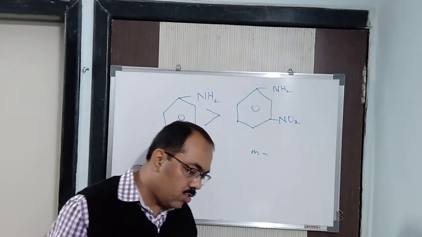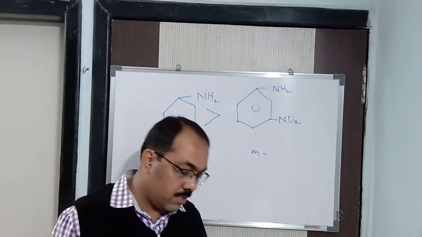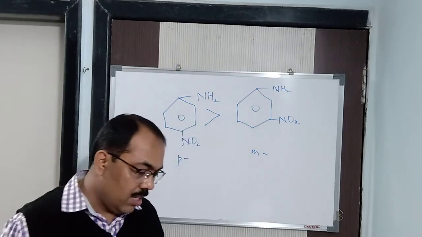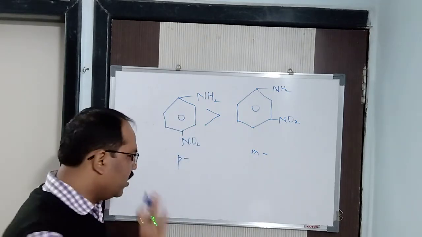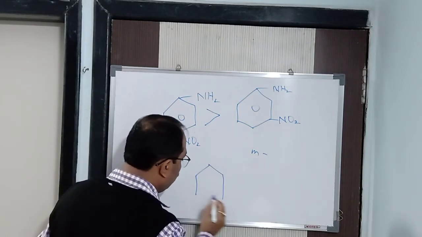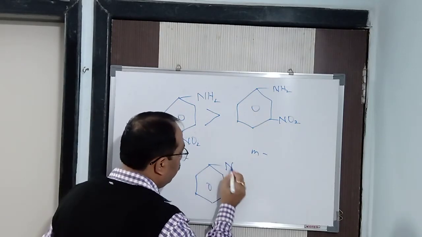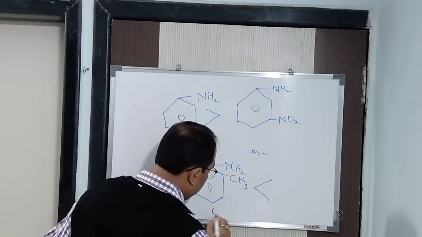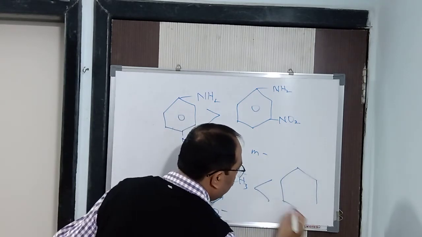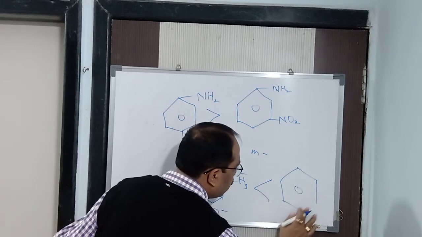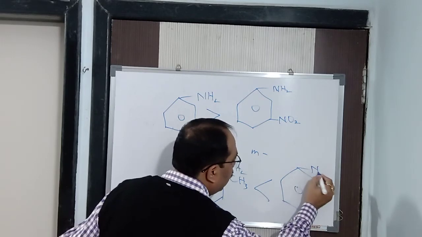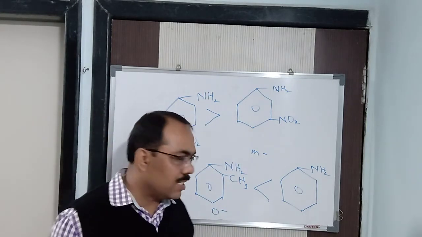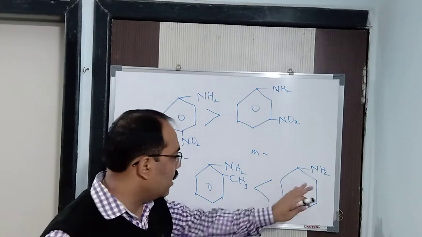Then next is ortho substituted aniline. Regardless of the nature of the substituent, it usually possesses lesser basic strength than aniline. Whatever the group is present, ortho substituted aniline, for example NH2 and CH3, is always less basic than aniline, due to the ortho effect, so to say.